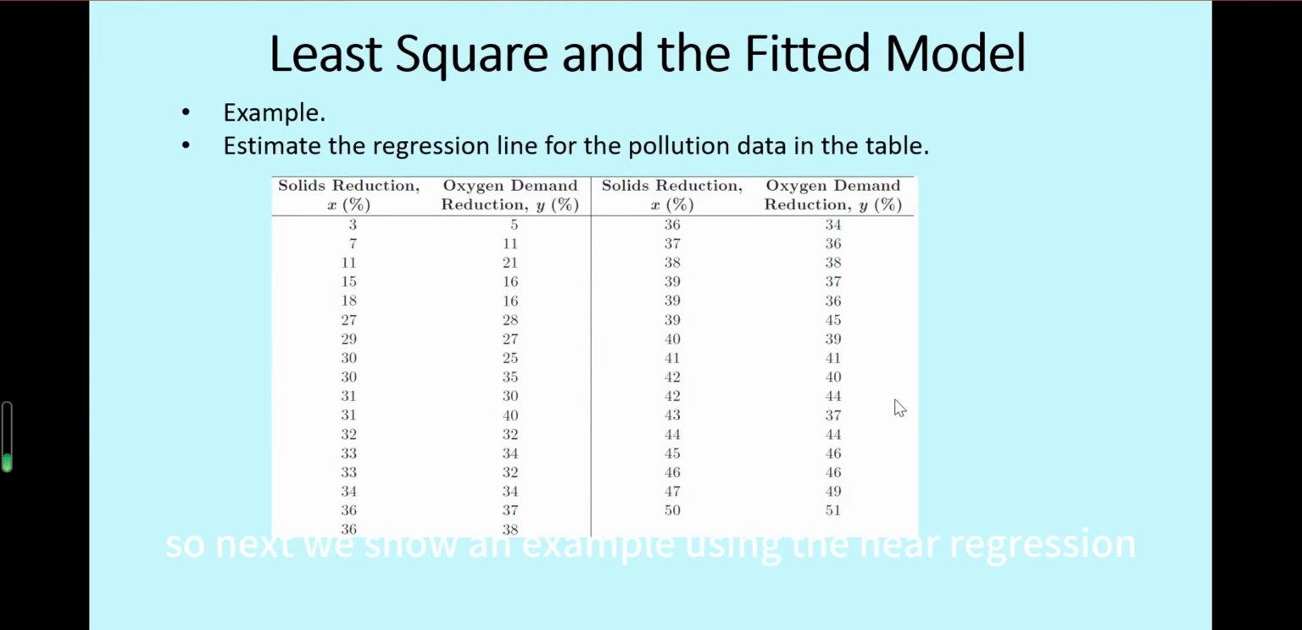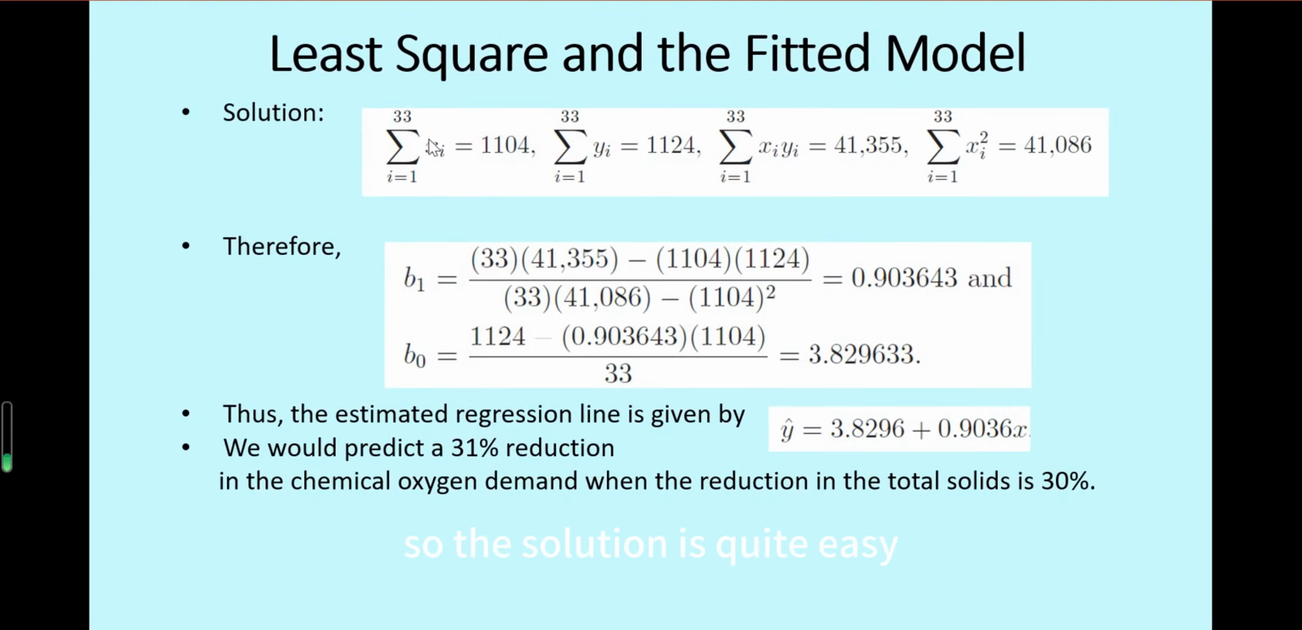Next we show an example using the linear regression model. This is a table of some data, with the y value here and the x value here. y is the oxygen demand reduction and x is the solids reduction. So we estimate the regression line for the pollution data in this table. The solution is quite easy. We just fill in all the data and get several results for sigma xi, sigma yi, sigma xi yi, and sigma xi square. Then we just fill these numbers into the b1 and b0 formulas, so we can get these two parameters.